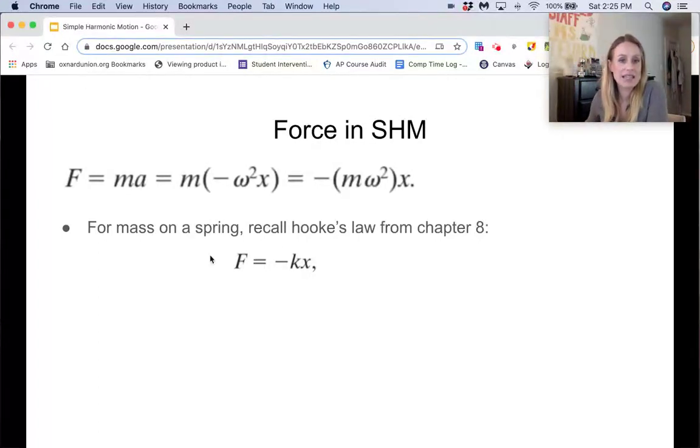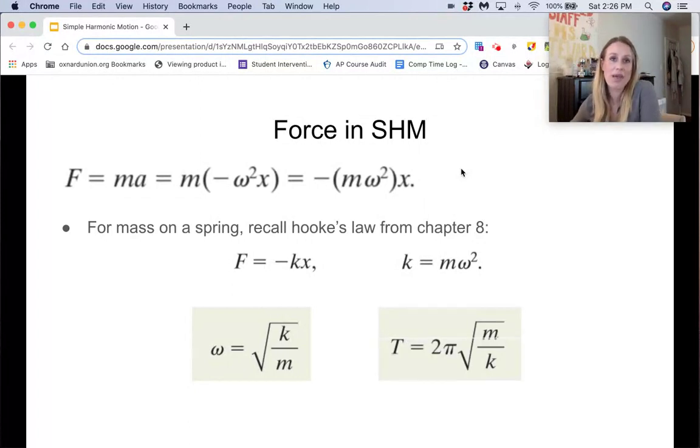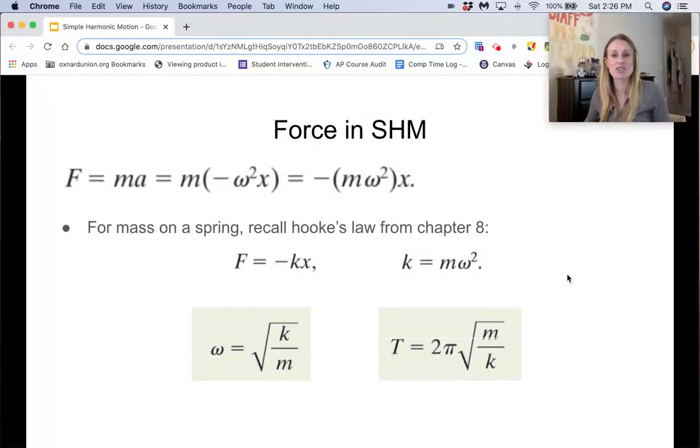If we set this equation equal to this equation, we can get an equation for our spring constant k, and k will be equal to mass times angular velocity squared. Rearranging this, we get that angular velocity is equal to the square root of k over m. We can also relate this to period, because we know that omega was equal to 2 pi divided by period. So we get that period is equal to 2 pi times the square root of m over k. So these are some other helpful equations. These ones down here, though, are particular for a mass on a spring because we are using k, our spring constant.